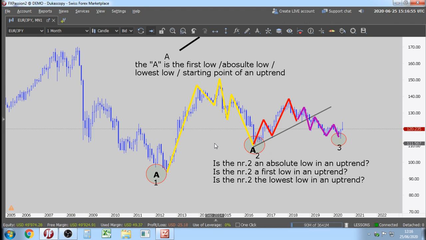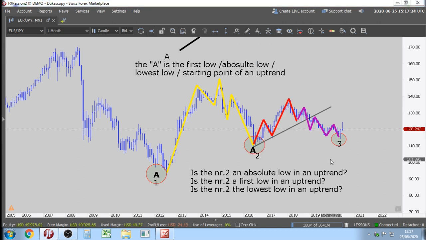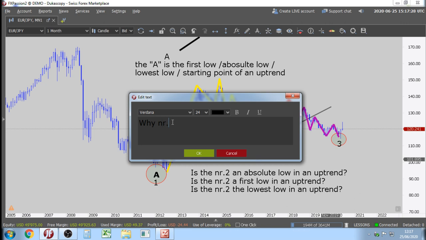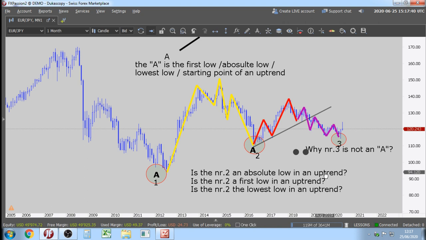It depends, everybody, on what you are analyzing. But if I put my A at number 2, I am not breaking any rules. Now, last question: why is number 3 not an A? What would you say? You have A at point number 1, circle number 1, and point number 2 is also an A. Now why is number 3 not an A?